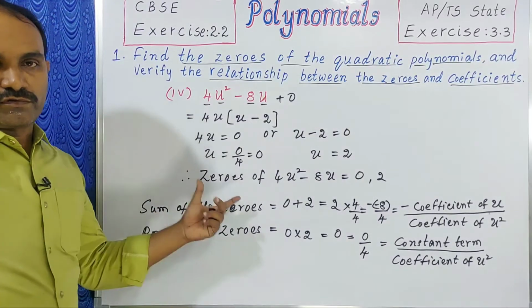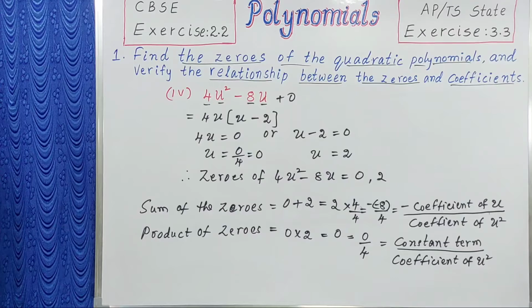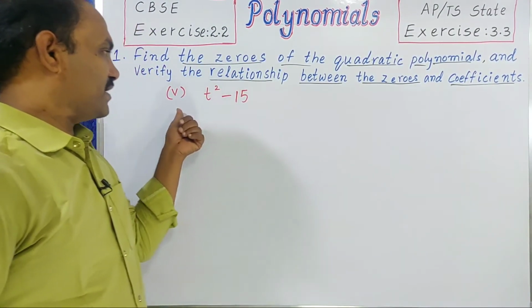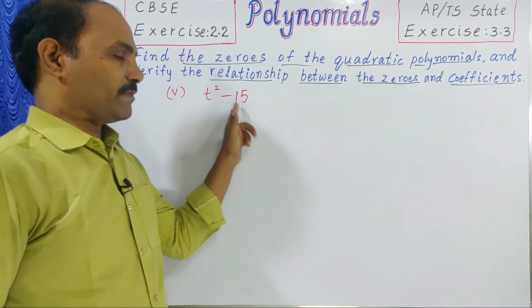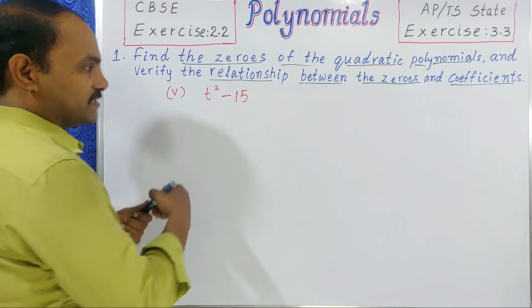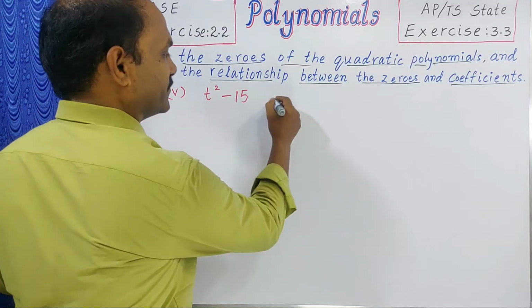This one is the fourth question answer. Let us check the next question. Yes, next question, the fifth one in the first Roman: t square minus 15. Here the t term is missing. That's why we can divide this one also like this, t square minus 15.